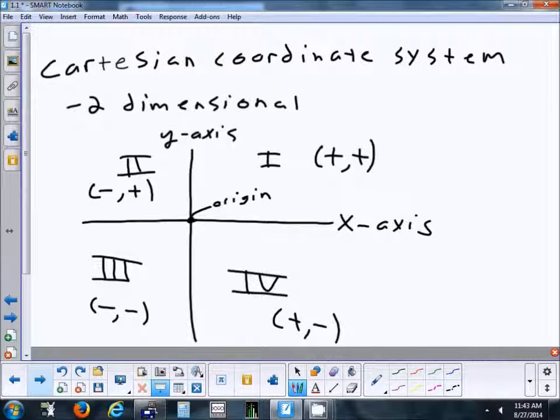Yeah, go ahead, Cody. Quadrants. Quadrant 1 is in the upper right, 2, 3, and 4 going counterclockwise. Where the axes intersect, that's the origin. On your x-axis, positive numbers go to the right, negative numbers to the left. On your y-axis, positive numbers up, negative numbers down.